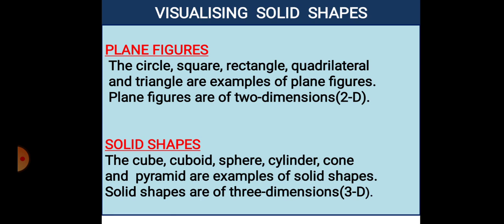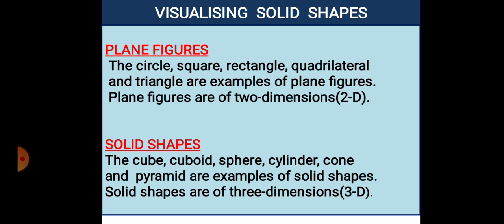The first topic discussed here is plane figures. The circle, square, rectangle, quadrilateral and triangle are examples of plane figures. Plane figures are of two dimensions, 2D. Two-dimensional shapes means the shapes having only two dimensions, length and breadth.